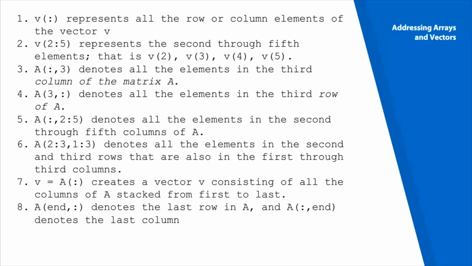Seventh, when we are using addressing on the right side of the assignment operator, like shown here, we have v, that is a vector, equal to A colon. We are creating a vector v consisting of all the columns of A stacked from first to last. Eighth, we have addressing such as A(end, :). We are addressing the last row in A, and similar to this, when we have A(:, end), we are addressing the last column in A.